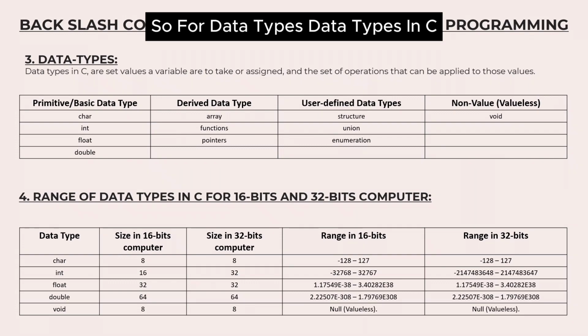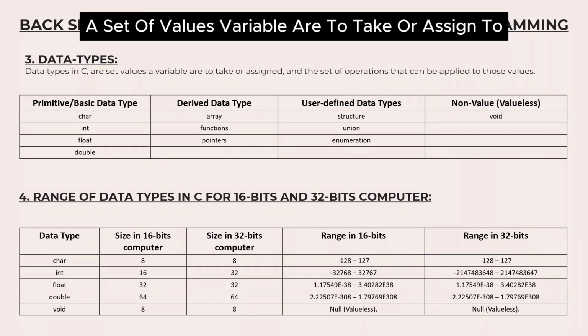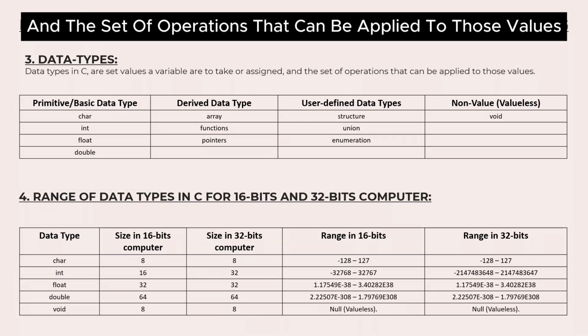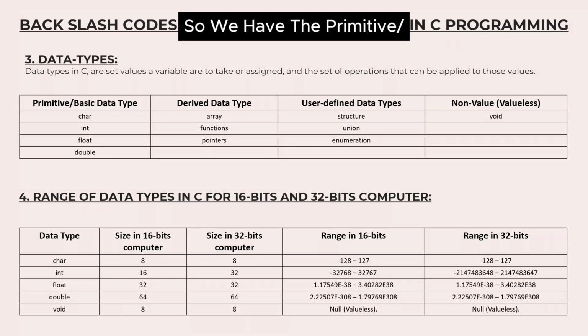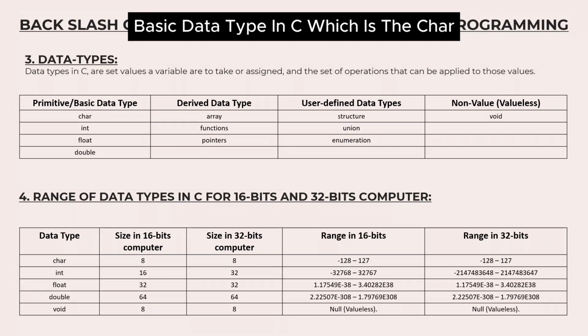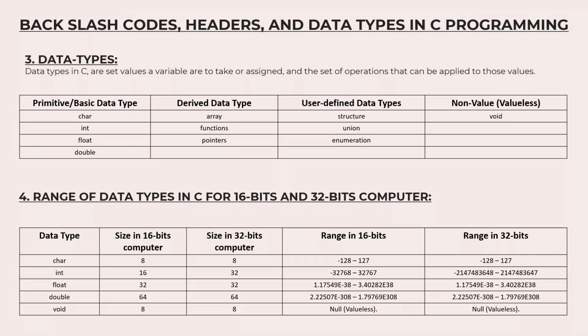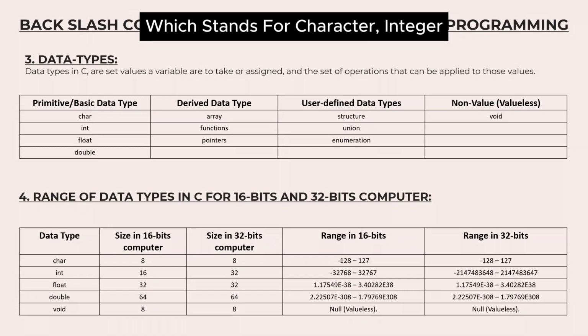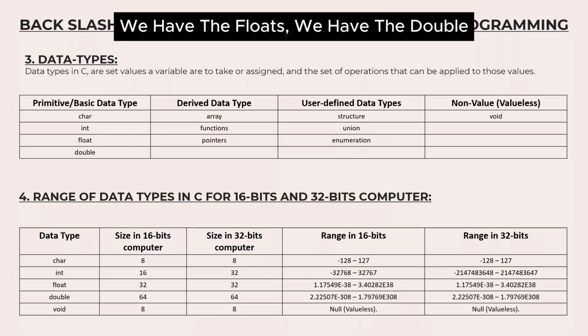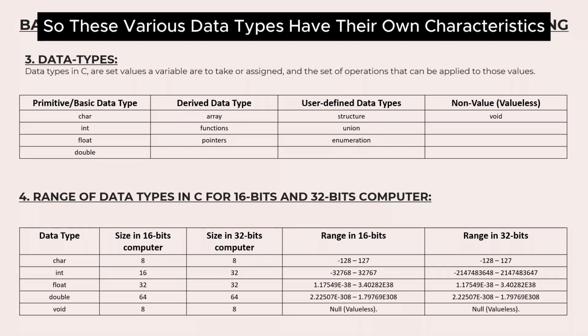Data types in C are the set of values a variable can take or be assigned, and the set of operations that can be applied to those values. So we have the primitive, or basic, data types in C, which are char, which stands for character, integer, float, and double. These various data types have their own characteristics.